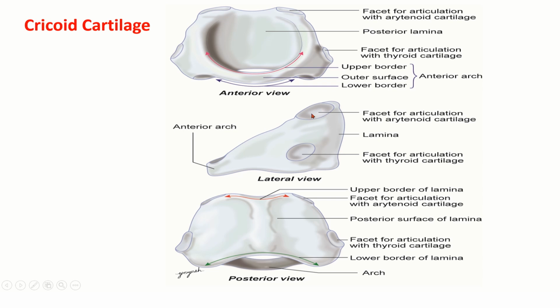You can see here that this is the facet for articulation with the arytenoid cartilage. This is the posterior lamina of the cricoid cartilage, and this is the anterior arch of the cricoid cartilage. This is the lateral view. In the posterior view, you can see the posterior surface is divided into 2 halves.